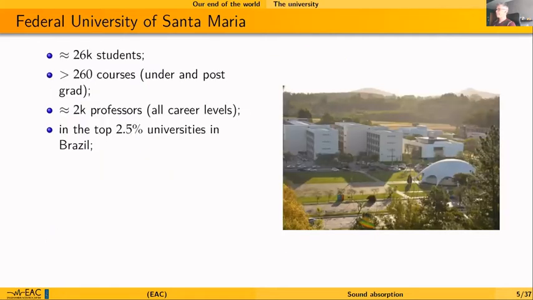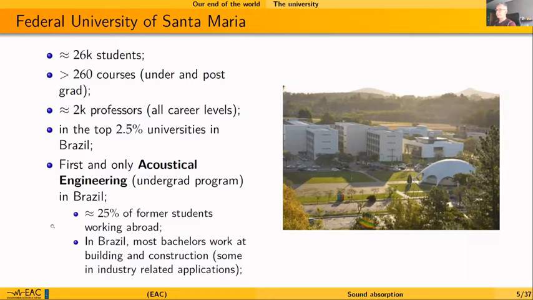So we are at this federal university, which means we are owned and paid for by the government, the federal government in Brazil. We are about 26,000 students so far. Combining undergrad and postgrad, we have 260 courses. We have about 2,000 professors in all career levels. And we are in the top 2.5% of universities in Brazil, according to the latest rankings that came out this year.